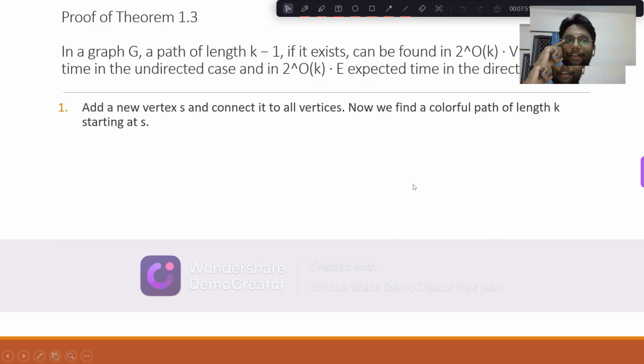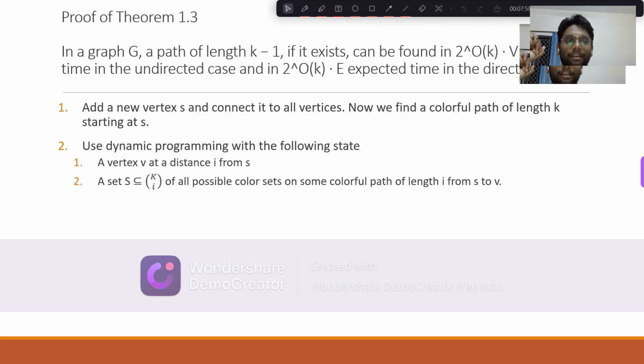As we go for 1.3, we'll first consider a new vertex s of the graph, and we'll connect it to all the other vertices of the graph. And then we'll try to find a path of length k with the help of dynamic programming, whose states are as follows: a vertex v will be at a distance i from s, and there is a corresponding coloring, the set of colors which you can use to color those i vertices along the path.